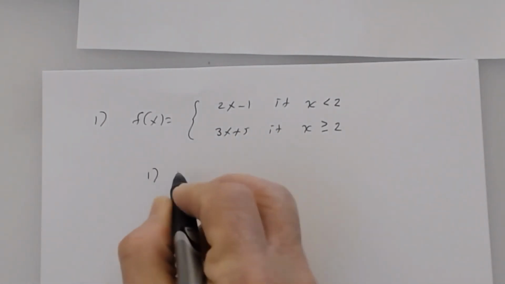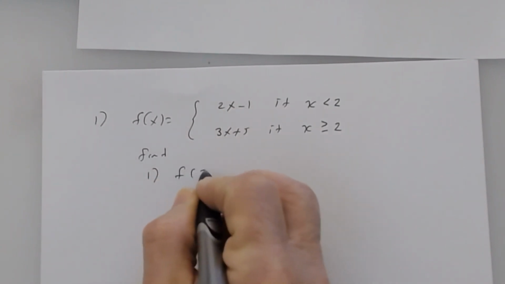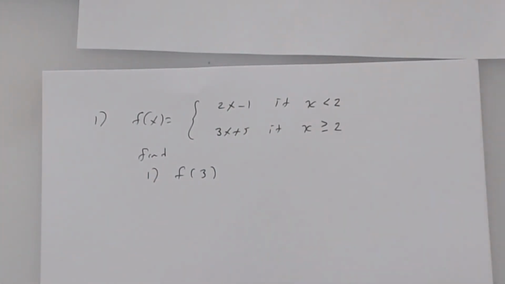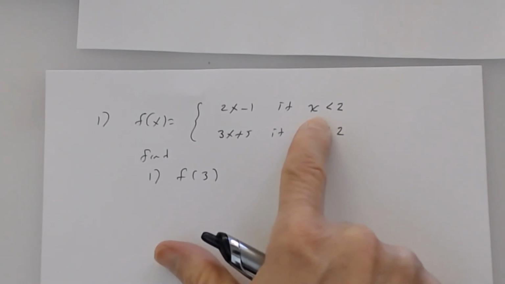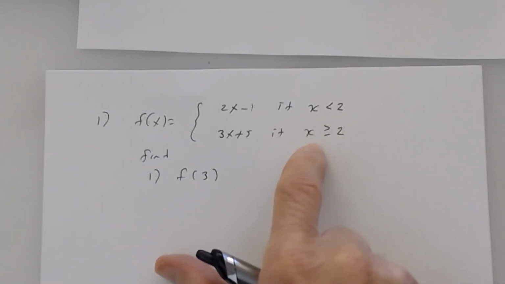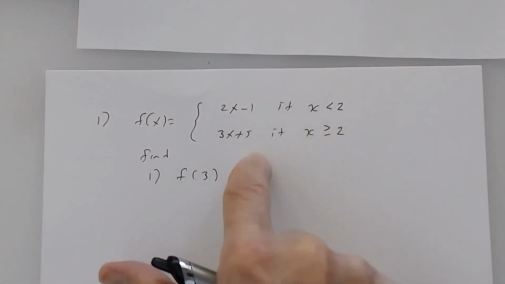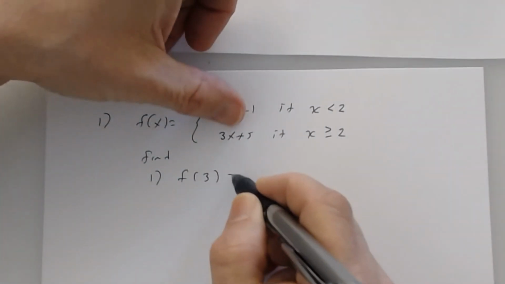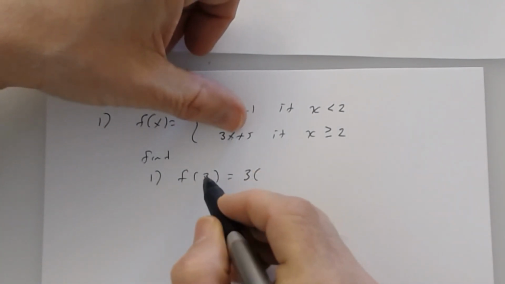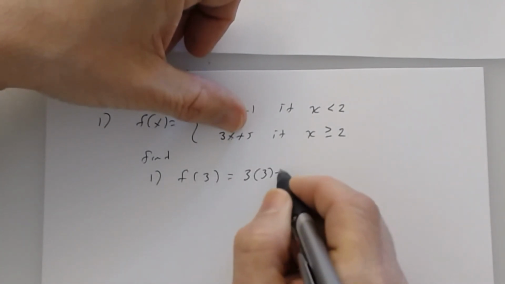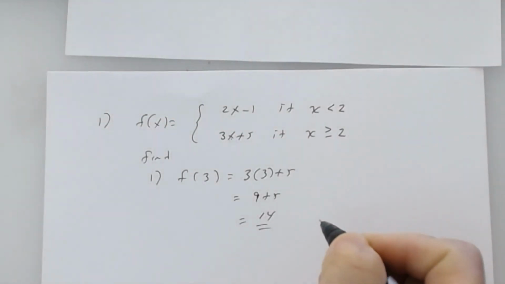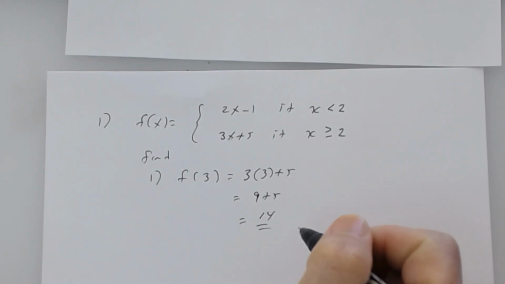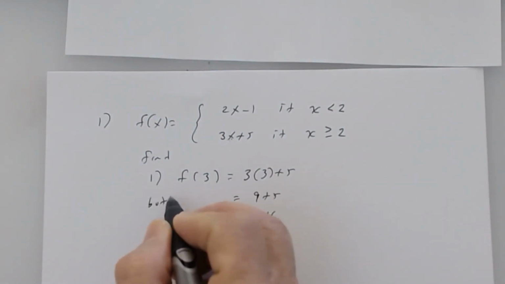Okay, so here's my first one. Find f of 3. Which one do I use? Top or bottom? Remember, what's x in this case? 3. So is 3 less than 2? No, 3 is what? Greater than or equal to 2. So which one do I use? Top or bottom? Bottom one. So I'm going to say f of 3 equals 3 times x. What is x? 3 plus 5, which is 9 plus 5, which is 14. So what's f of 3? 14. So you can use the bottom one here, right?